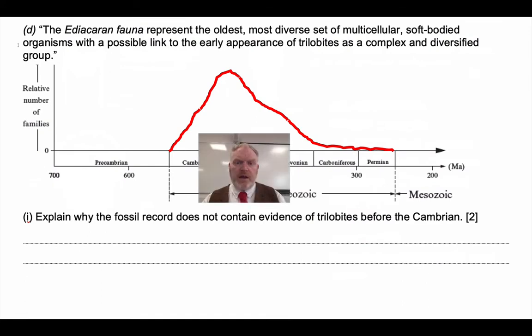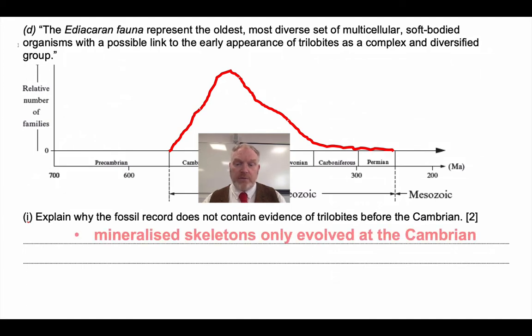We then have, to go back to the graph, the Ediacaran fauna, which represent the oldest, most diverse set of multicellular, soft-bodied organisms, the possible link to the early appearance of trilobites. This perhaps goes back to the first life video that you watched. We don't find any evidence of trilobites before the Cambrian, because these mineralized skeletons, the ability to form hard shells, only occurred within the Cambrian. It's part of the Cambrian explosion.